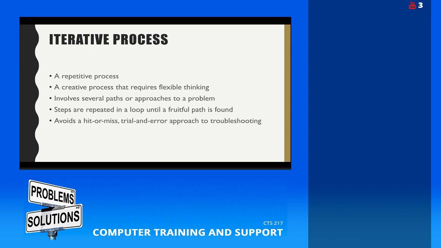If you're not thinking about solving a problem in the correct way, you're going to waste time and waste resources, because you're not focusing on the issues at hand. You're just taking a shotgun approach to an issue that may or may not be there. So that's what we're talking about when we're talking about an iterative process.